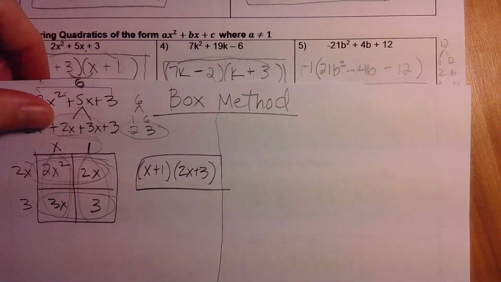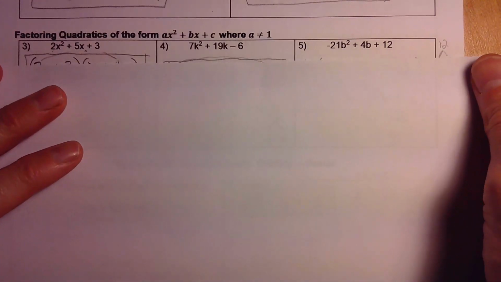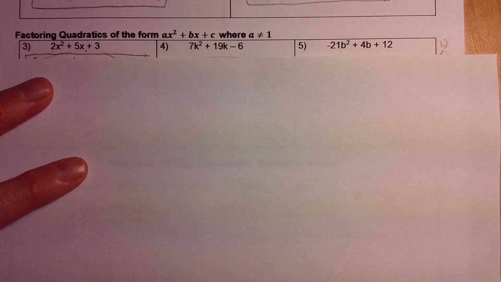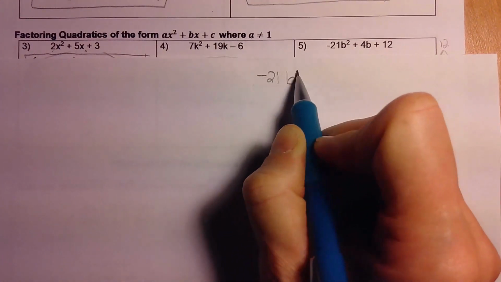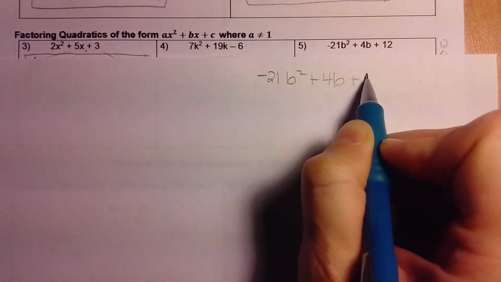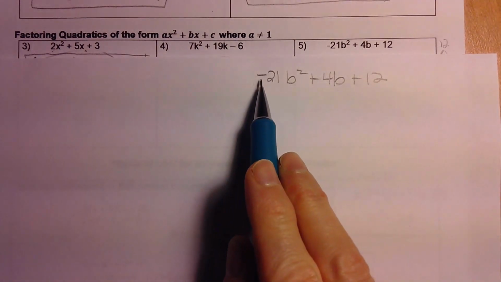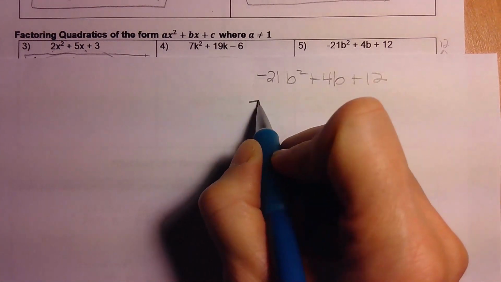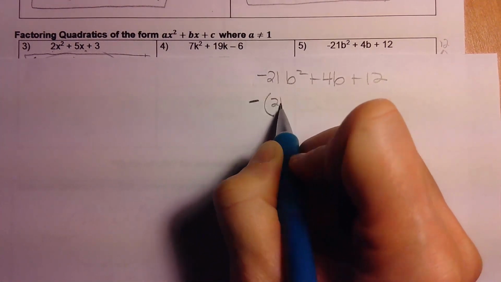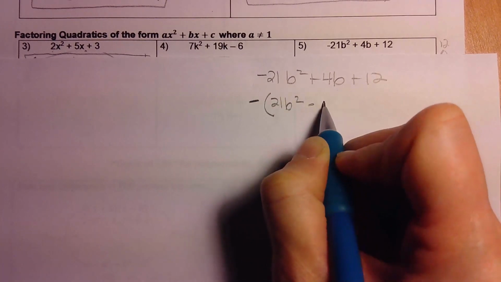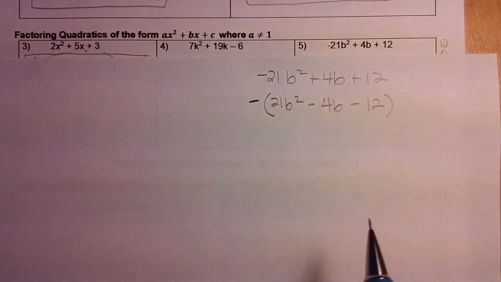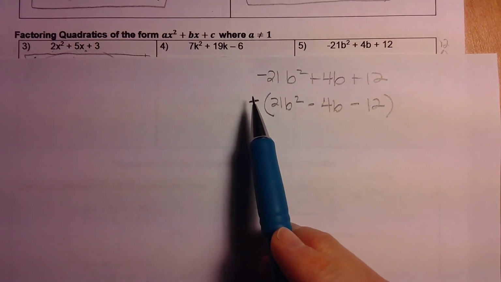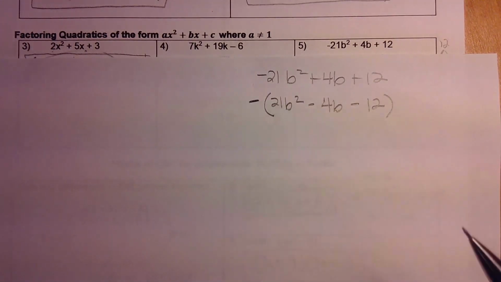Okay, let's do the second one. I'm going to turn my paper this way so I have a little bit more space. Okay, so again, if we're going to do the box method, let's first deal with this leading negative term, which is awkward. So we are going to take out that negative, which flips all the signs on the inside. And then we just ignore this negative for the rest of the problem, and we just have to remember to put it on our final answer.